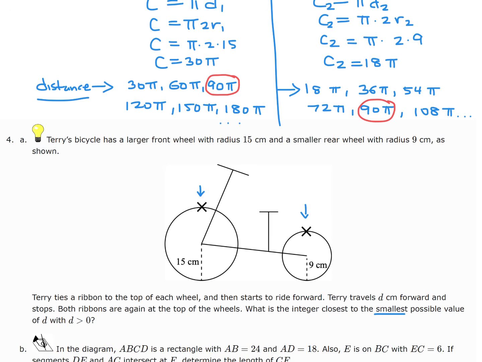So at 90 pi, that ribbon and that ribbon will both end up at the top again for the first time. And then, of course, it'll happen again and again. But they want the smallest. So therefore, that distance is 90 pi, and they want an actual integer value, well, 90 times 3.14. And the integer closest to that number is 283.